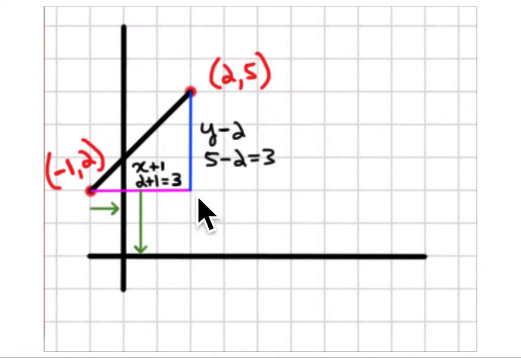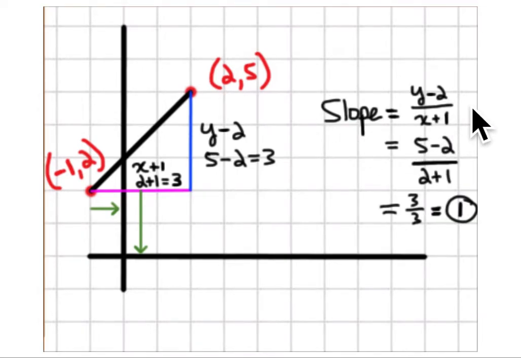So what's this ratio? What's the relationship of the length along the y-axis compared to the horizontal length? So the vertical length compared to the horizontal length is 3 to 3 or 1 to 1. So the slope is 1. So for every unit you move along the horizontal axis, whatever you move in the horizontal direction, you move that same number of units in the vertical direction. So 1 unit to the right, 1 unit up, 2 units, 2 units up, 3 units to the right, 3 units up.